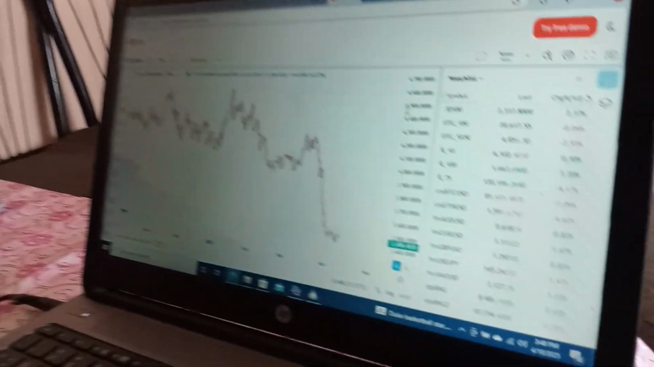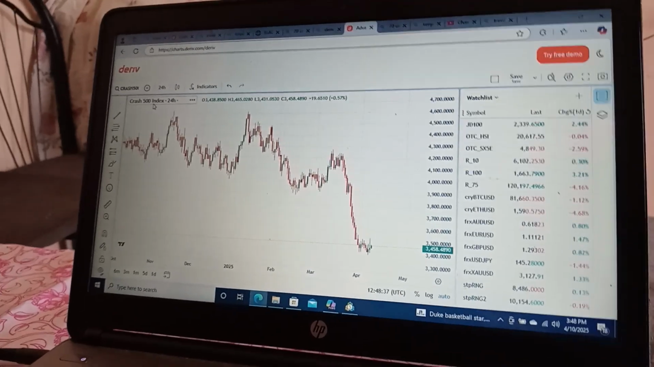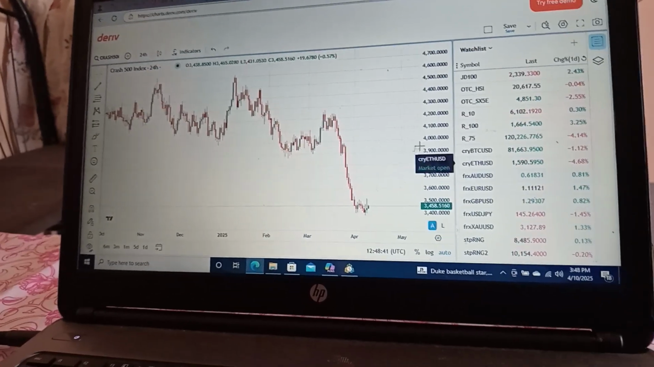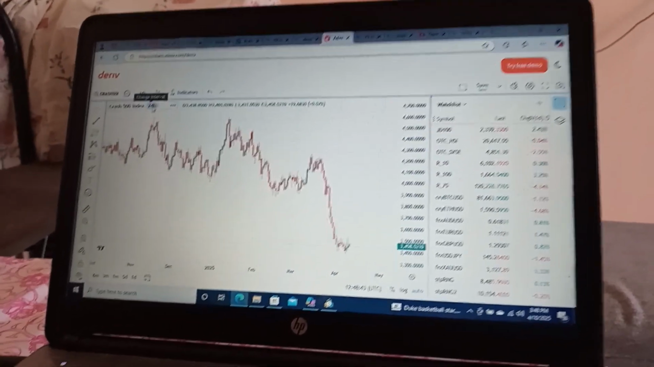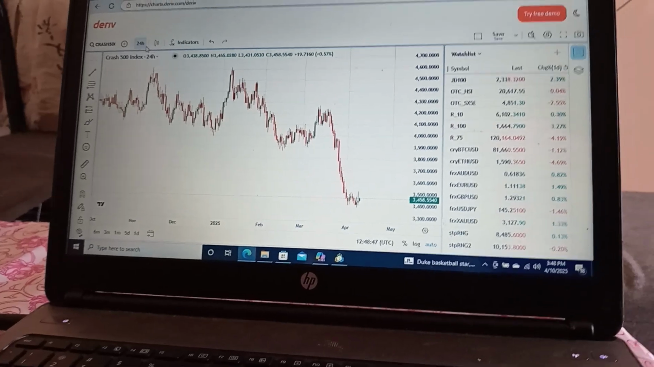Today we're gonna be talking about trading, price action specifically. We have our chart for today. Today we are analyzing synthetics. We are on synthetic trading. We have Crash 500 on a 24-hour. This is our 24-hour chart. That is a one day chart for Crash 500.